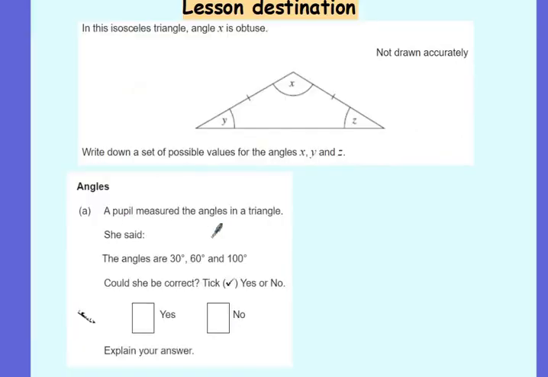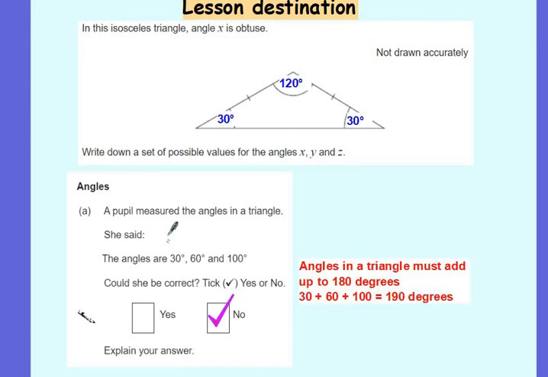Okay, let's look at my lesson destination. I started off with an isosceles triangle and I said X was obtuse. Can you pause the video and write down a set of possible values for X, Y and Z and have a go at the second question as well for me. Pause the video for a couple of minutes and work out those exam questions now.